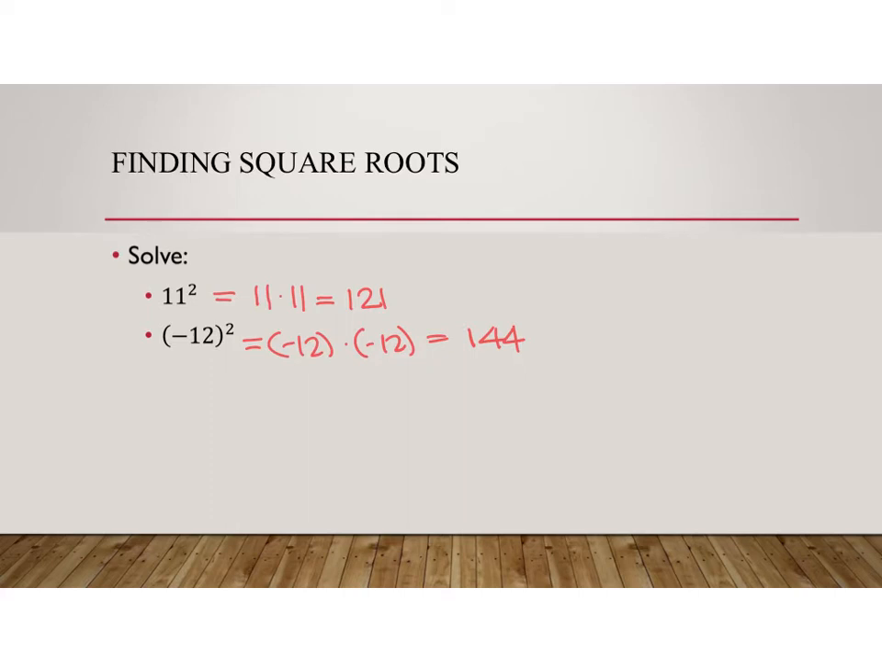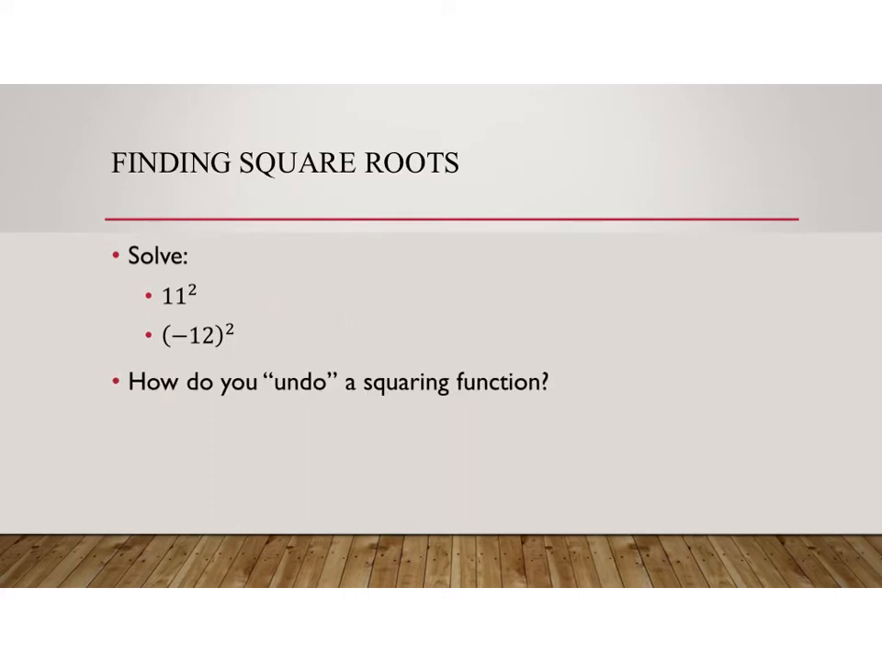Okay, so my next question is, how do we undo the squaring function? We know that 11 times 11 is equal to 121, and we know a negative 12 times a negative 12 is 144, but what if I ask you, what is a number times itself that gives me 144? Would you be able to answer that? In this case, if you can't answer it, that's what we're going to talk about in this section. We're going to talk about using what we call a square root. And the symbol that we're going to use for a square root looks something like this.